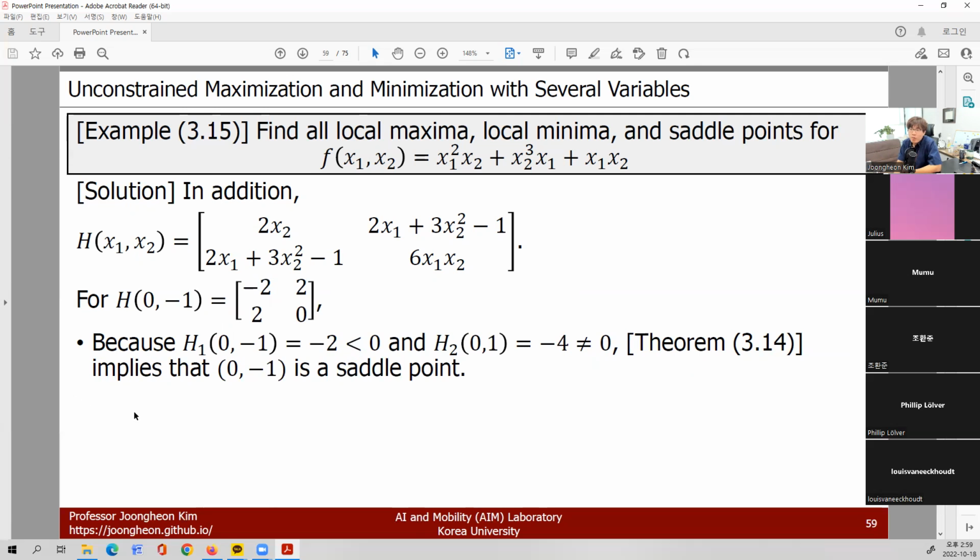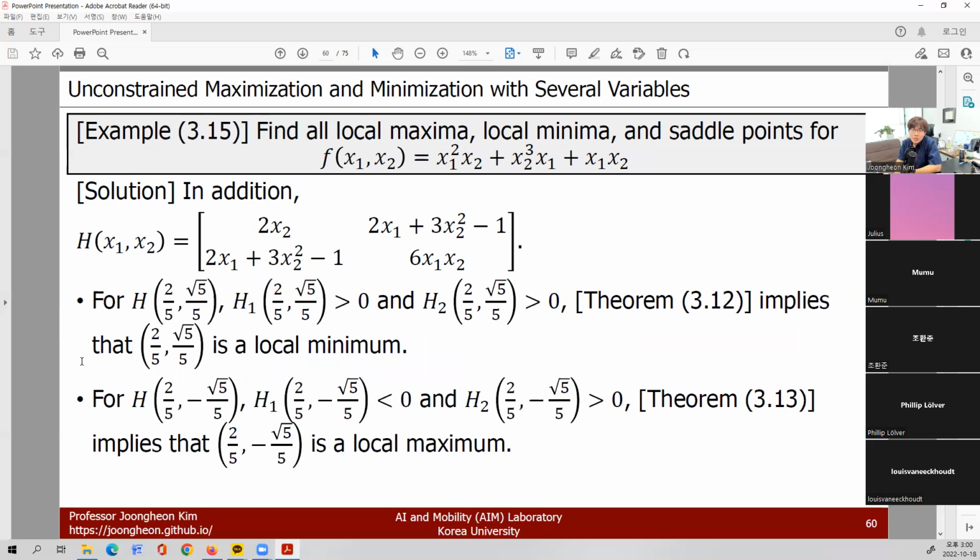Okay. Then for the fourth one, you put 0,-1, then you have the Hessian just like that. And when you find the first leading principal minor, you have this result. So this is the notation for the first leading principal minor. Then you have -2, and this is less than 0. And the second leading principal minor is -4. This is not 0. So this is also not satisfying theorems 3.12 and 3.13. That's why this only satisfies theorem 3.14. That's why this is also a saddle point.